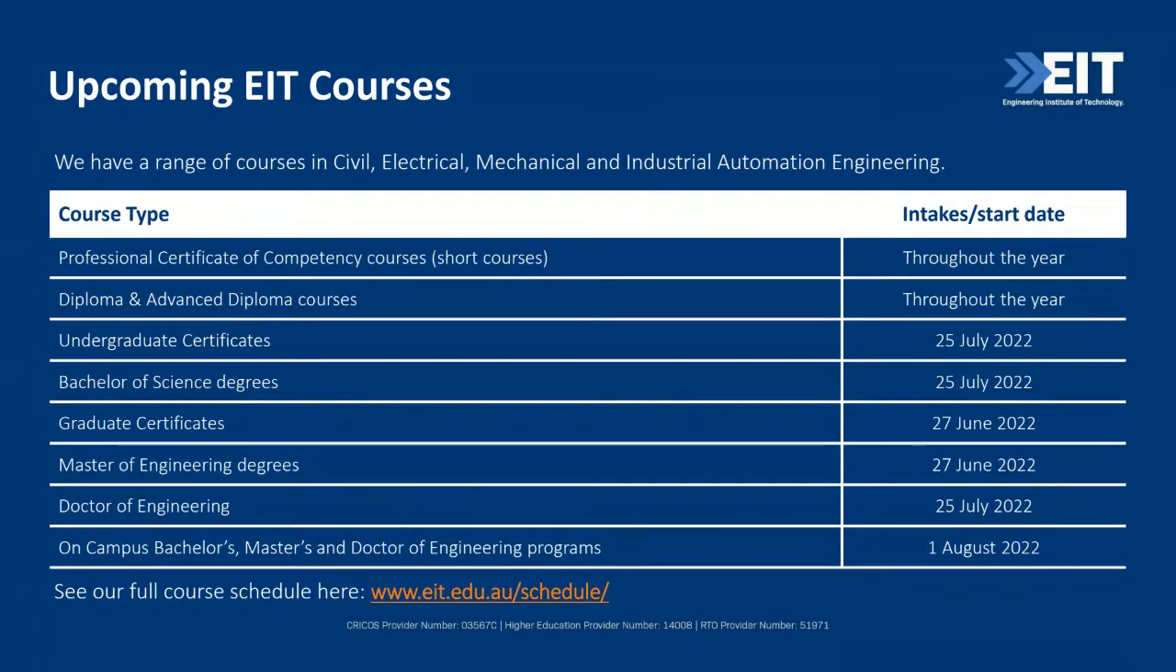And then we have our undergraduate certificates, our bachelor's degrees, and our Doctor of Engineering starting on the 25th of July. Those are all our online versions. And then our graduate certificates and master's degrees are starting on the 27th of June, our online versions. If you're wanting to study on campus in Australia at one of our 2 campuses, our on-campus courses are starting on the 1st of August.